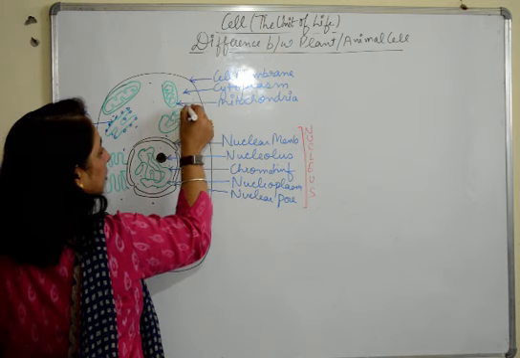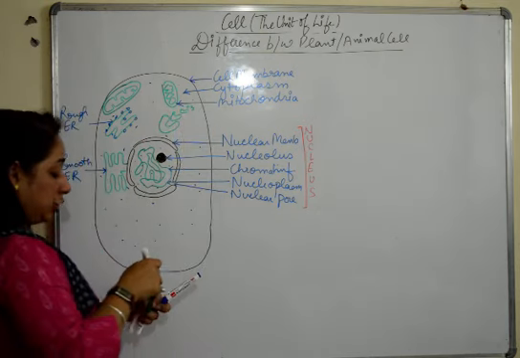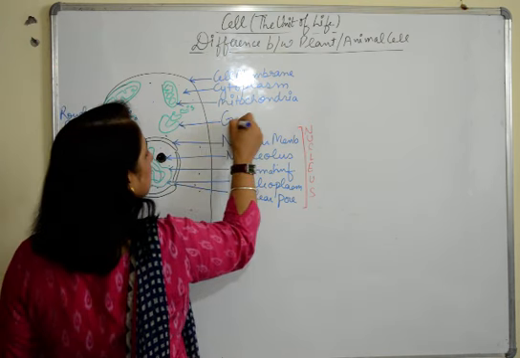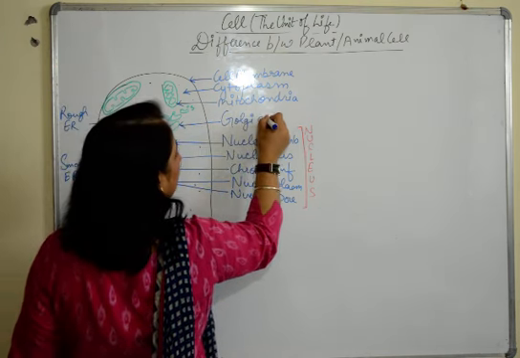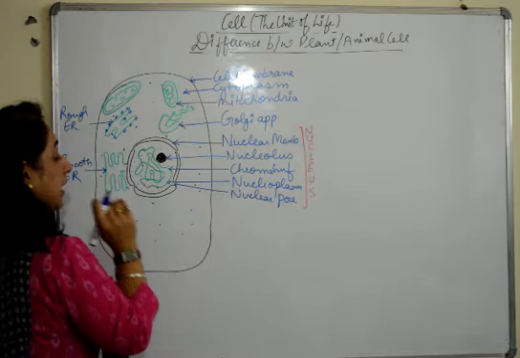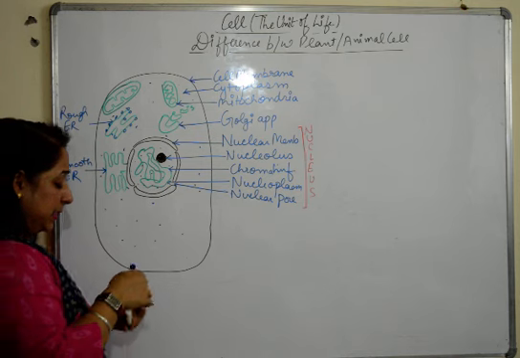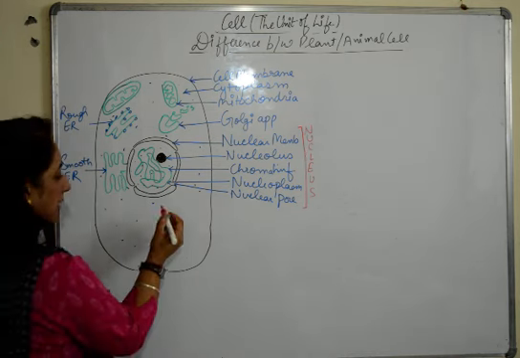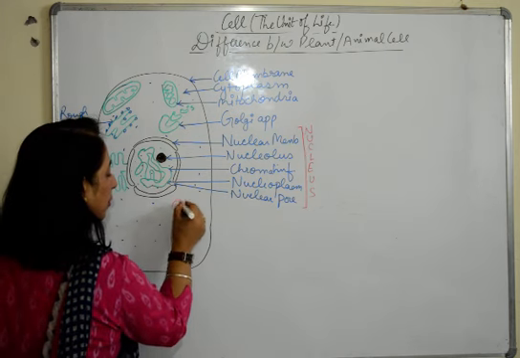Again, I am not making a dot, I am making proper structure here, as you can see. Try to do like this only in the paper. This is Golgi apparatus or Golgi bodies, whatever you feel like calling it. Then it is an animal cell, so the only cell organelle which is present in the animal cell is centrosome.